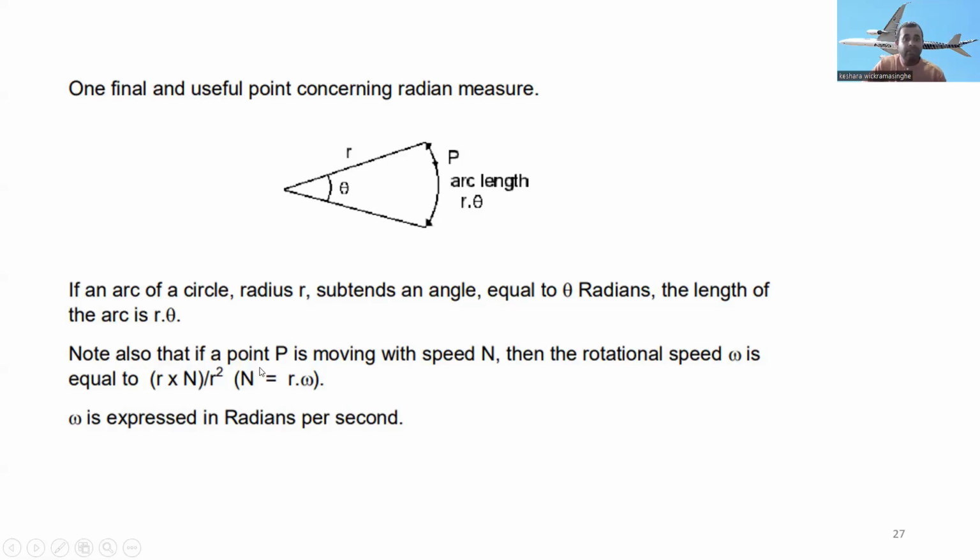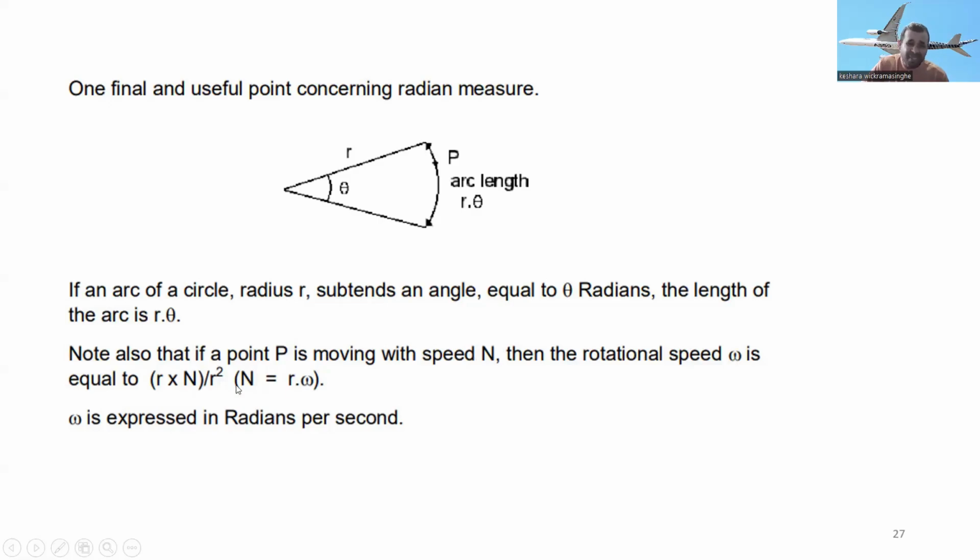So note also that this formula is very important. If a point P is moving with the speed n, then the rotational speed, which means angular velocity, is equal to r into n divided by r squared.